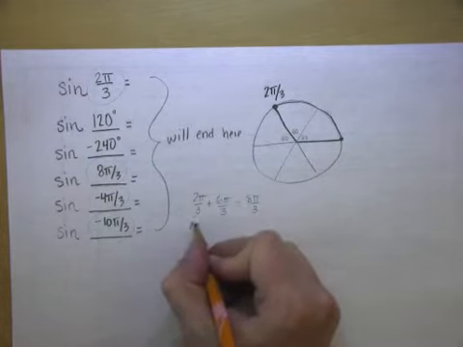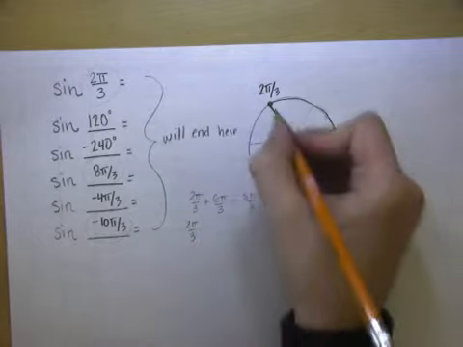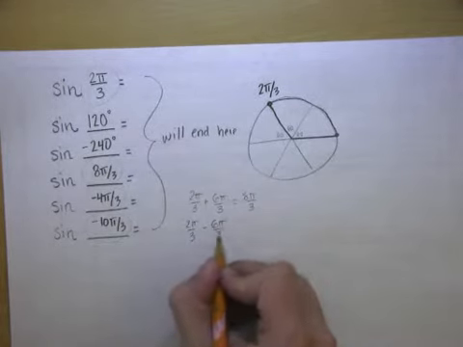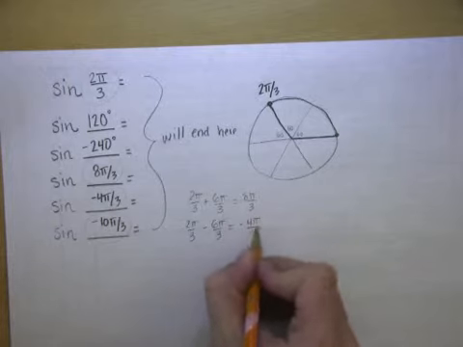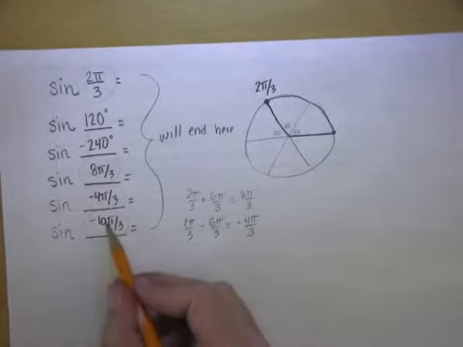Or I could travel 2 pi over 3, and then I could go backwards 2 pi, so I could go all the way around in this direction until I get back there. So it gives me negative 4 pi over 3, which is an answer that we got. And I could keep going backwards another 6 pi over 3 and get to negative 10 pi over 3.